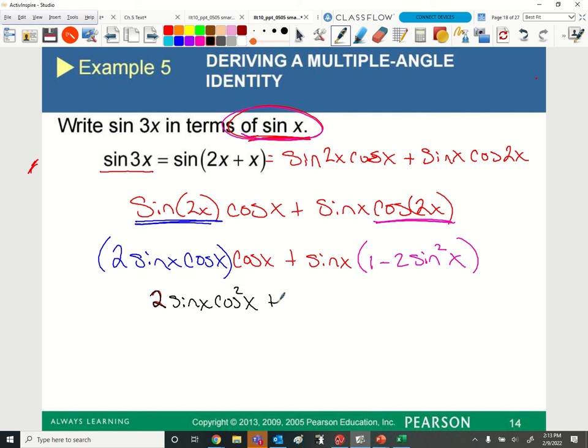Bring down a plus. Now this next thing is going to be a distribution. So watch this. Sine x times 1 gives me sine x. And then sine x times negative 2 sine squared. A positive times a negative is a negative, and 1 times 2 is 2. And that's going to become sine cubed. Sine times sine squared is sine cubed.